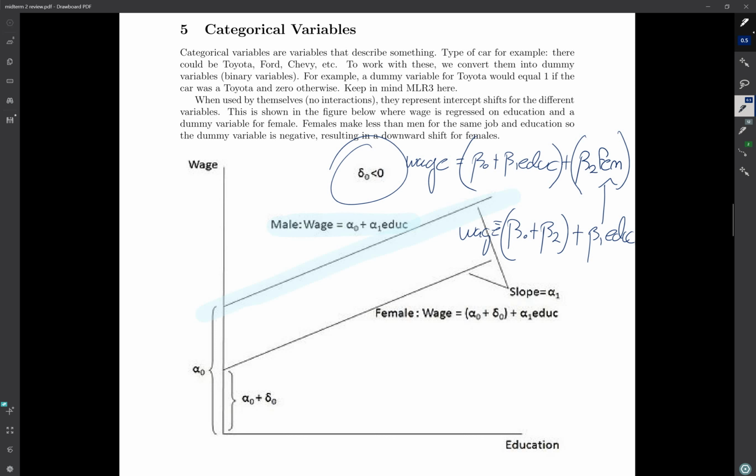Just assuming that this is the case, as we see a lot of the time, then since beta 2 is going to be negative, our intercept is going to shift down. So whereas this right here is our beta 0, this line right here is going to start at beta 0 plus beta 2. So this second one here is going to be our regression line for just females. That's basically how a dummy variable works when it's on its own. At least, it's an intercept shifter.